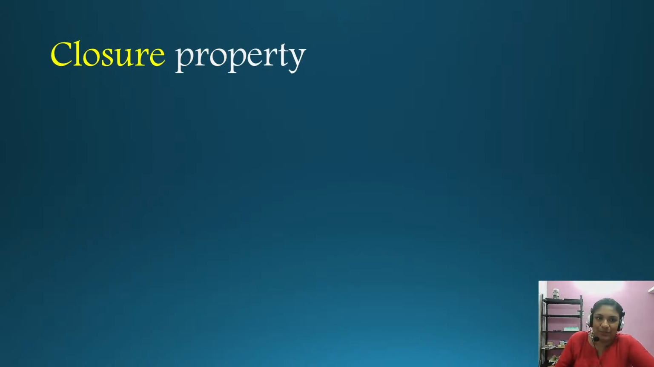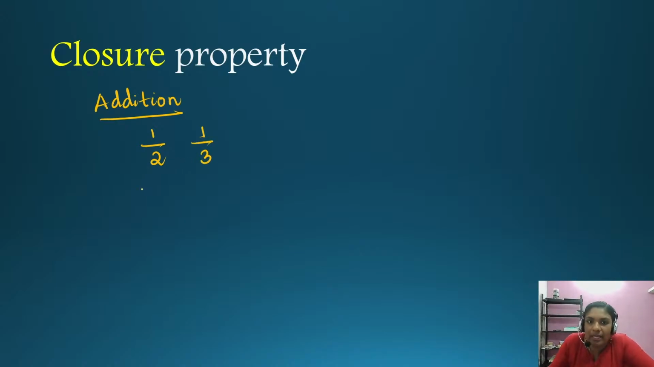Closure property. Okay. So we are now going to define closure property under every operation. Let's see. First is addition. If you take, let's see, 1 by 2 and 1 by 3. Let's take these two rational numbers, and when we add this, what will we get? 1 times 3 is 3 plus 1 times 2 is 2, by 2 times 3 is 6. 5 by 6, which is again a rational number.